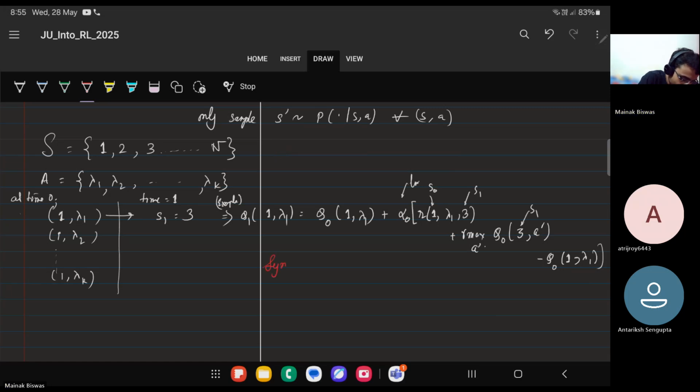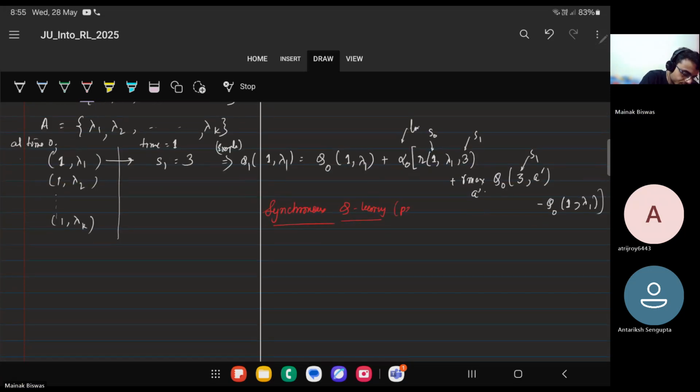Synchronous Q-learning. This is the pseudo code. So for all S in state space, for A in action space.